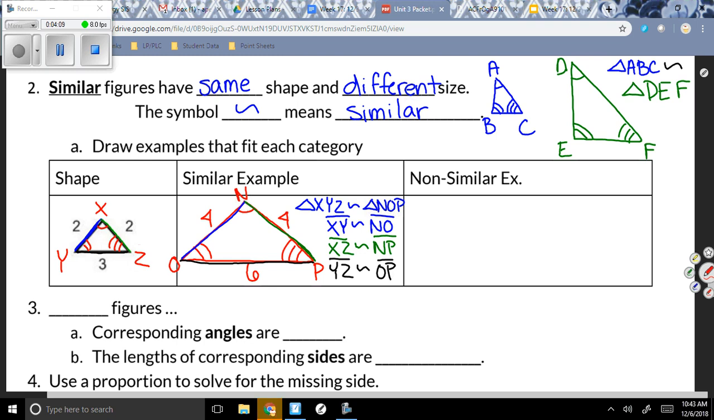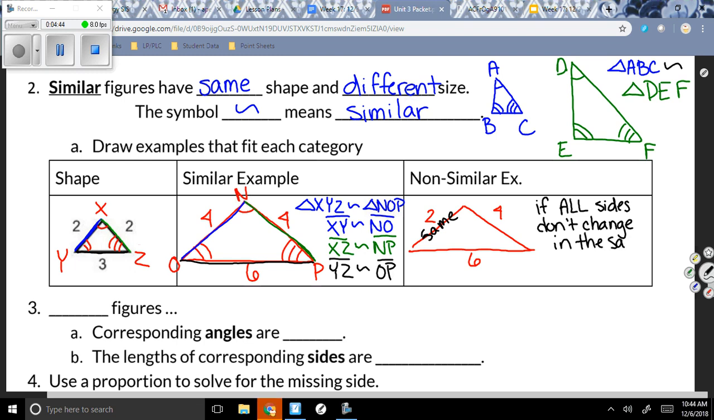Now, it also asks us for a non-similar example. So if we think about it, for a non-similar example, if one side stays the same and the other two sides change, then that is not similar. So notice here, it has the 4 and the 6, but the 2 stayed the same. The other sides doubled, so that is not similar. For it to be similar, everything would have to change in the same way. All right, so we're going to fill that in, make sure we understand what a similar figure would look like.